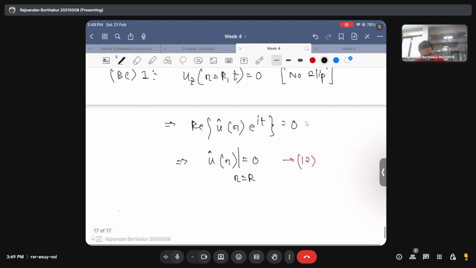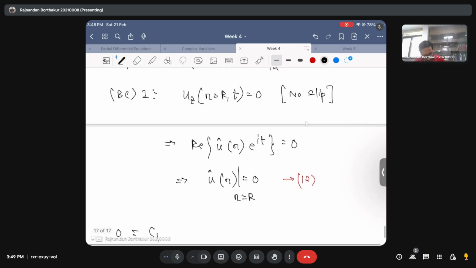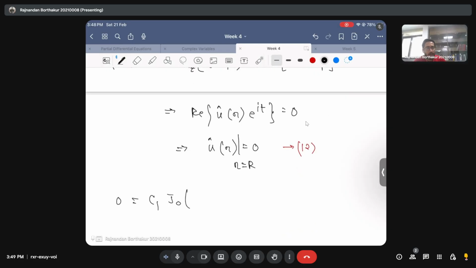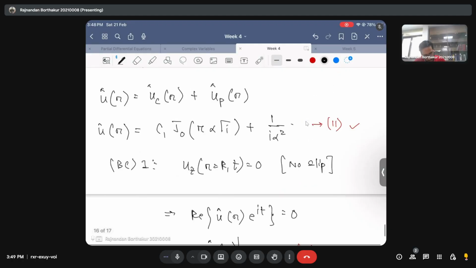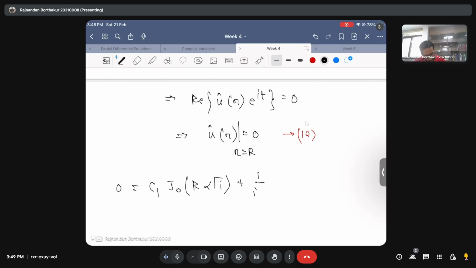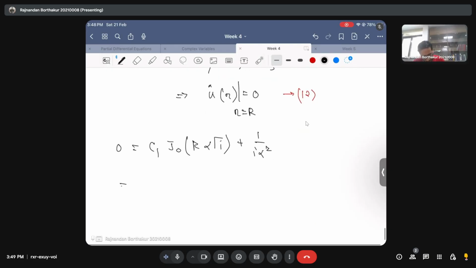I get 0 equal to C1 times J0, now evaluating R at capital R. So this becomes R times alpha root I, plus 1 by I alpha squared, which then gives me C1. So what is C1? C1 is going to be minus 1 by I alpha squared by J0 of R alpha root I, okay?